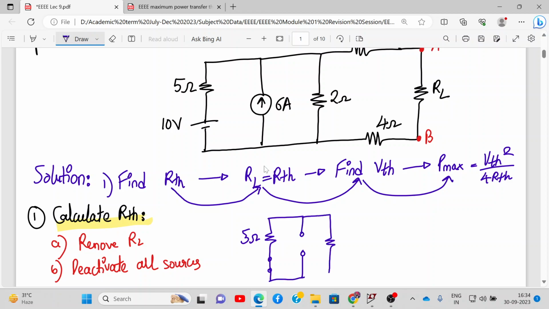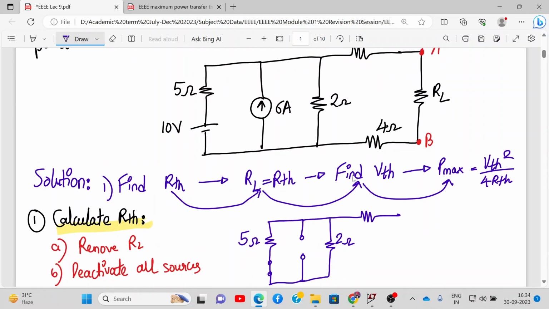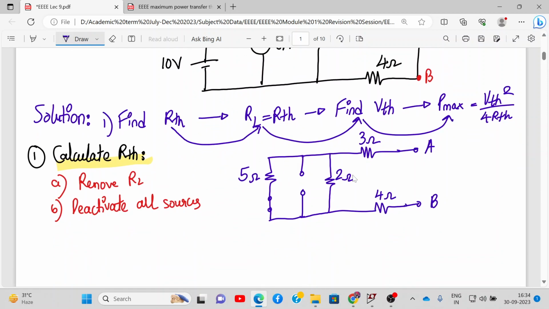Then we have a resistance of 2 ohms. Let me write the values over here. This is 5, this is 2 ohms, and then we have a resistor of value 3 ohms, and here a resistor of value 4 ohms. These are points A and B, terminals A and B. Next we need to calculate RAB across the terminals A and B.